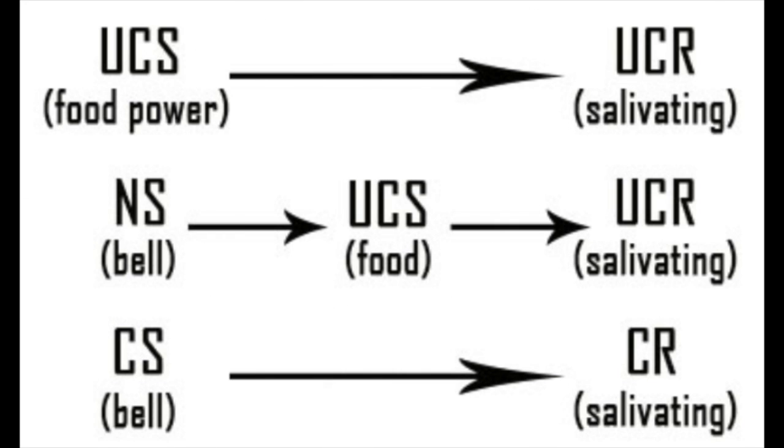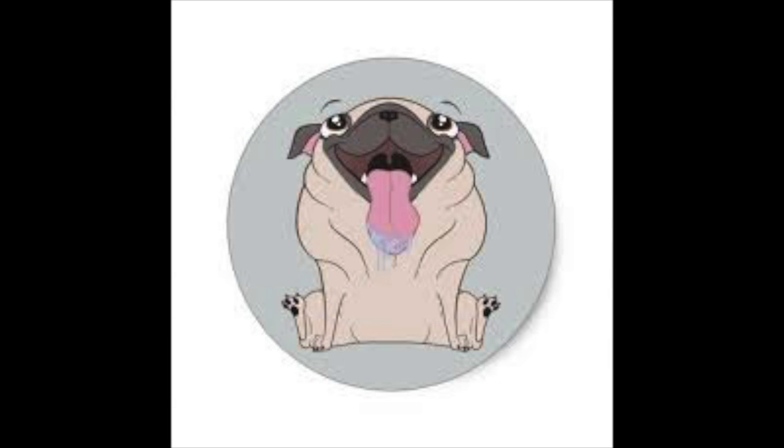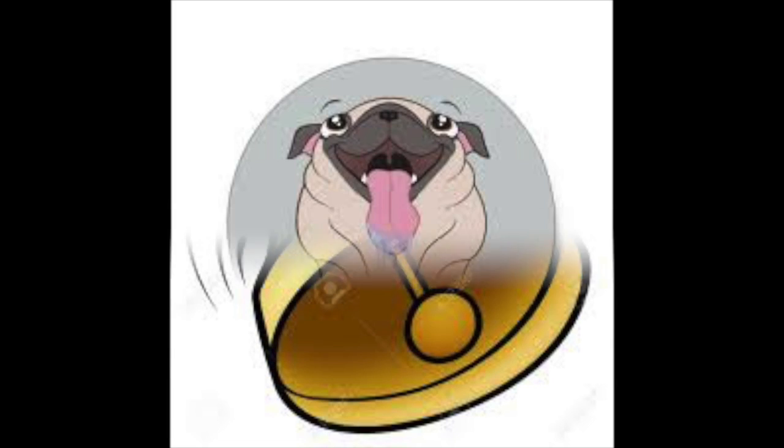The classical conditioning process contains 5 steps. The first step is having an unconditioned stimulus that causes a reaction in every way. Second is having an unconditioned response that happens when the unconditioned stimulus is presented. Third is having a neutral stimulus.